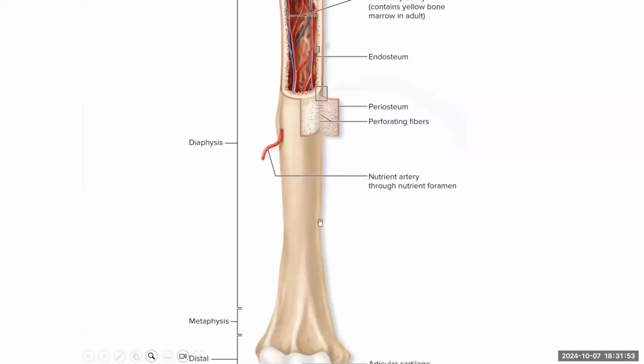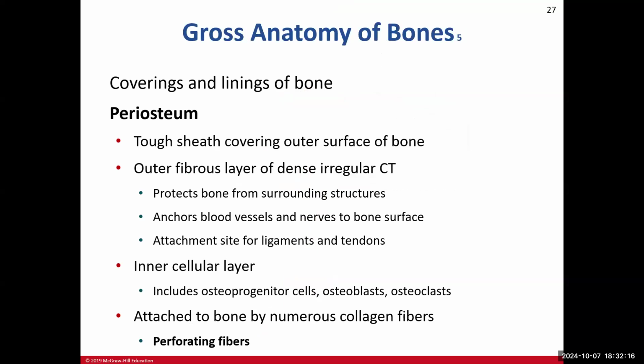We're going to be talking about this here in a second, the periosteum. The periosteum is this covering that you're going to see on the outside of bone. And we're going to learn that it's made up of two layers. You've got an outer layer, which is made up of dense irregular connective tissue, and then you have an inner layer, which is made up of all these different types of cells that we're going to talk about here. So let's talk about the periosteum here.